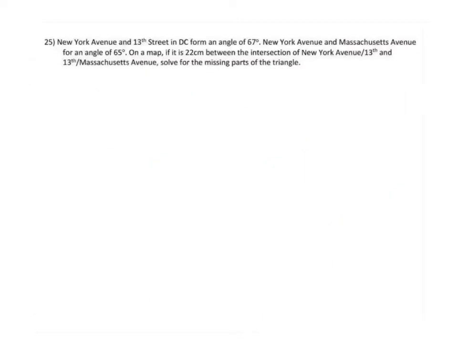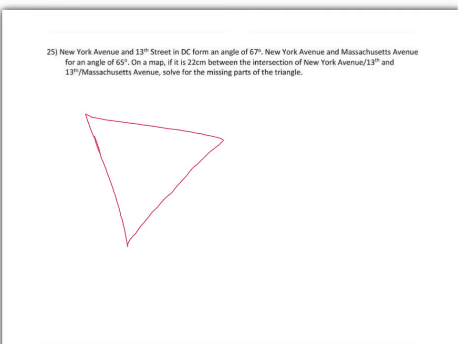So this one is just law of sines application. So you have New York Avenue and 13th Street, so I'm going to call this side N for New York Avenue. And then we have 13th Street here, so I'm going to call this T. And we also have Massachusetts, so I'm going to call this M, which means this is vertex M, directly opposite. This is vertex N, directly opposite of New York Street, and vertex T.